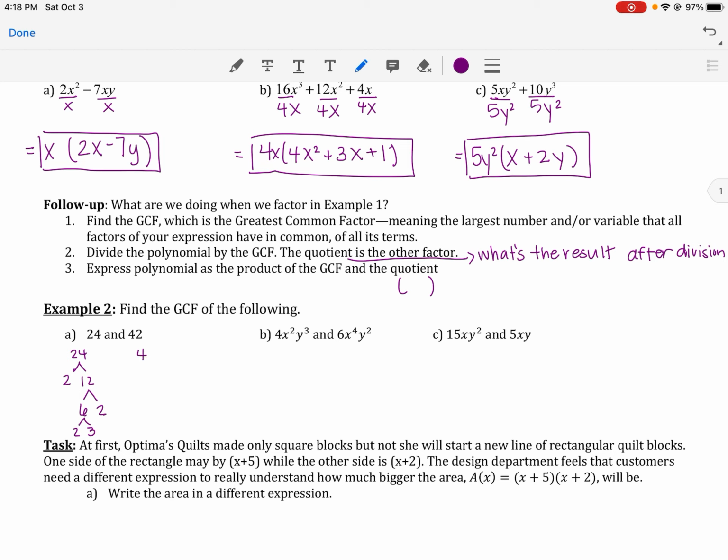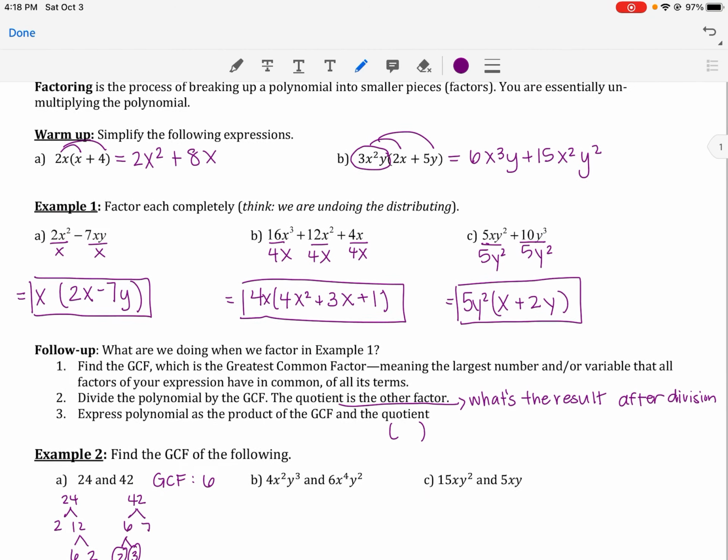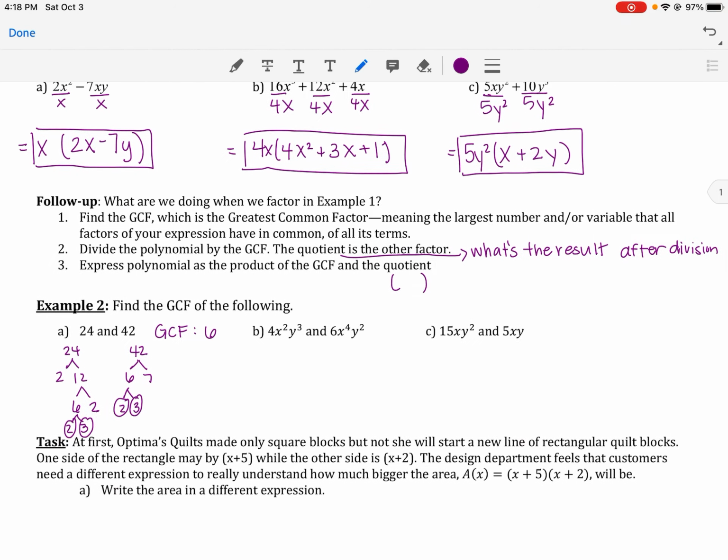If we do the same thing with 42, maybe you say, okay, it's 6 and 7. So then we get 2 and 3 again. So we notice they both have a 2 and they both have a 3 in common, and the other 2s and the 7 are not in common. So then the GCF of this first one would be 6. Okay. Next, we're going to go ahead and do this one.